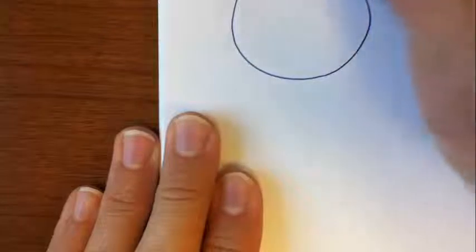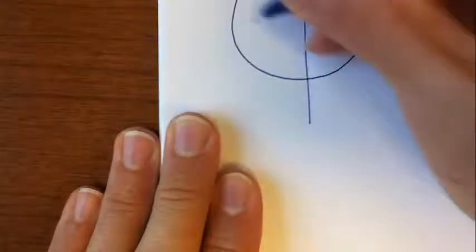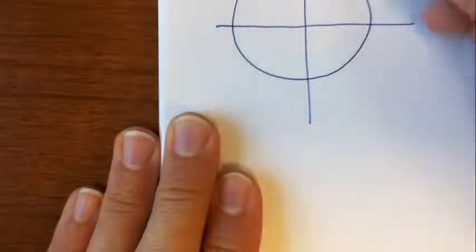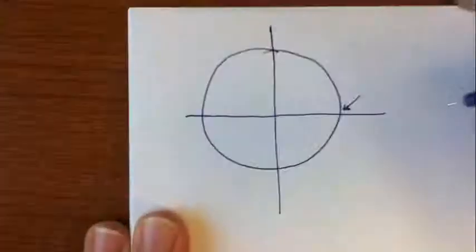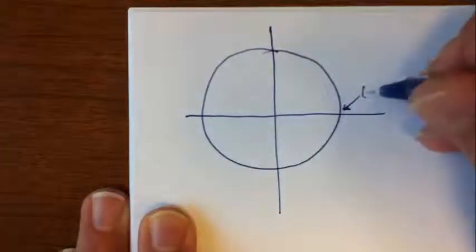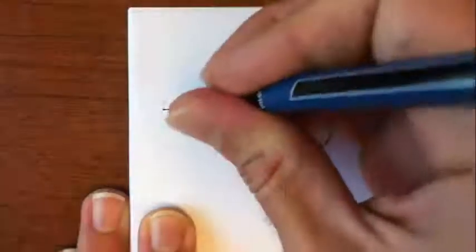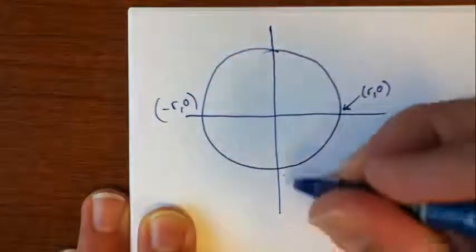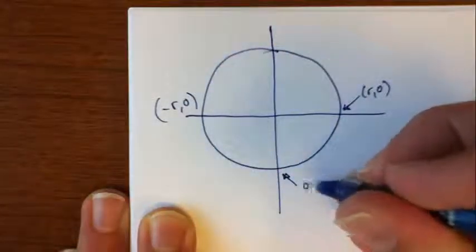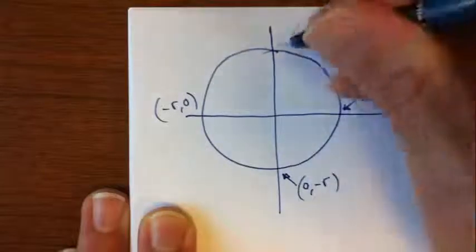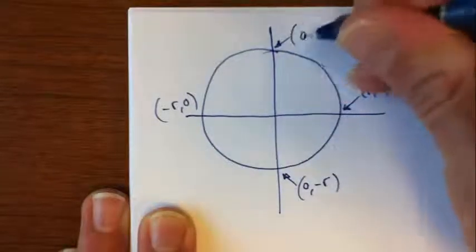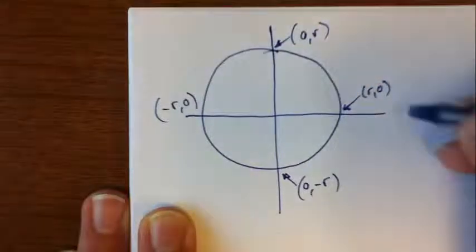So let's do an example. Let's revisit this example where we throw a dart that lands uniformly inside a circle of radius r. So this is r comma 0. This is negative r comma 0. This point over here is 0 comma negative r, and the coordinates of this point are 0 comma r. Okay, this is our x-axis.